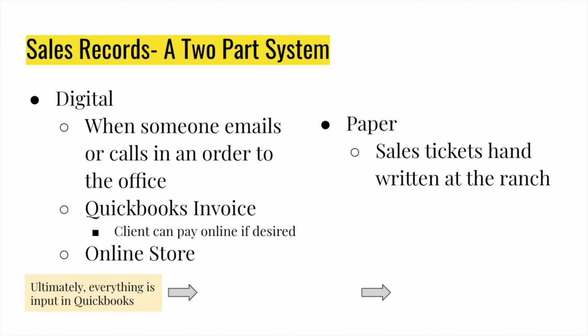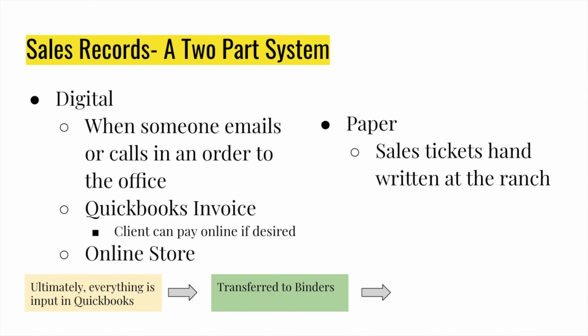No matter which system we're using, whether it's digital or paper, ultimately everything is input into our QuickBooks, since that is our desired financial management software. Then, once the sale has been processed fully, meaning we've invoiced the buyer, we've received payment, the animals have been delivered, we've transferred the papers, whatever our workflow is, once it is complete, then we take a copy of these sales tickets and we put them in a reference binder.